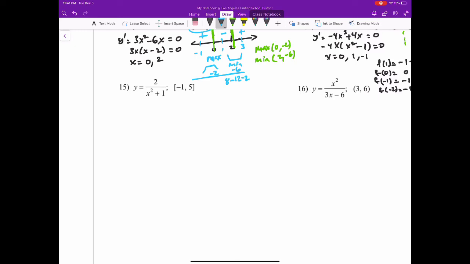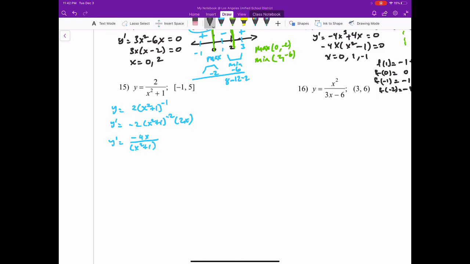Okay, here's our last problem. Same idea. We're just going to take the derivative. Don't overthink it. But we're going to rewrite it so it's 2 times x squared plus 1 to the negative 1 power. And y prime of that will be negative 2 times x squared plus 1 to the negative 2 power times 2x. Rewriting that to make it a little prettier, y prime will equal negative 4x all over x squared plus 1 squared.